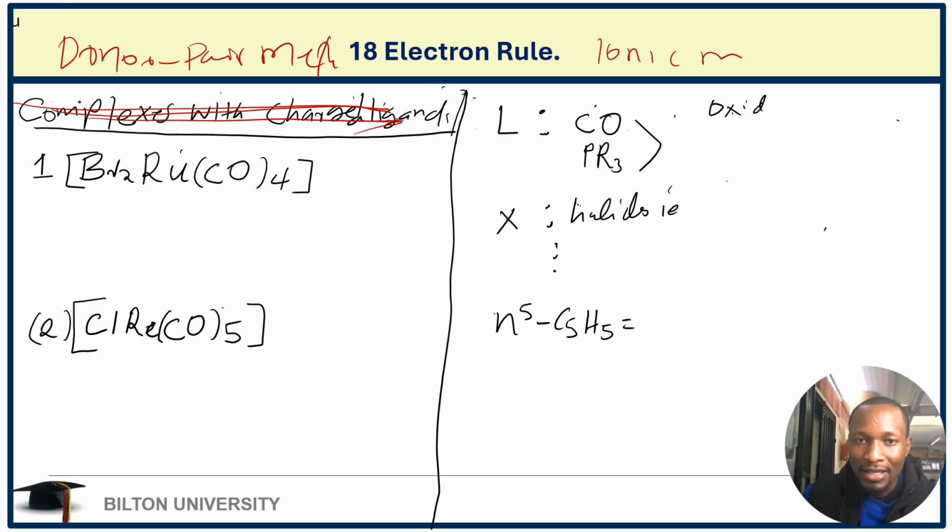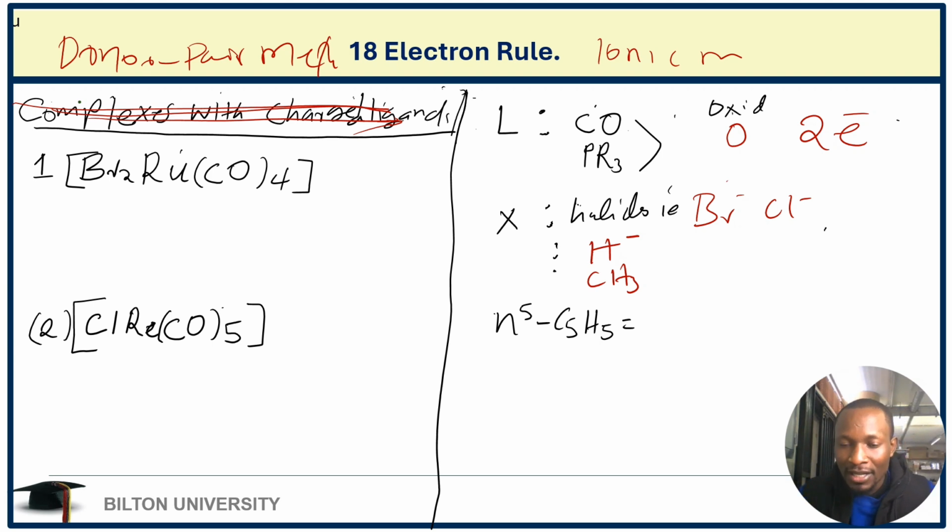When it has been assigned an oxidation number of 0, it still contributes 2 electrons. The X type, where we have the halides, for example bromide and chloride, are assigned an oxidation state of -1. We also have the hydride in the -1 state, and we also have the methyl. Everything in the X type has been assigned an oxidation state of -1.